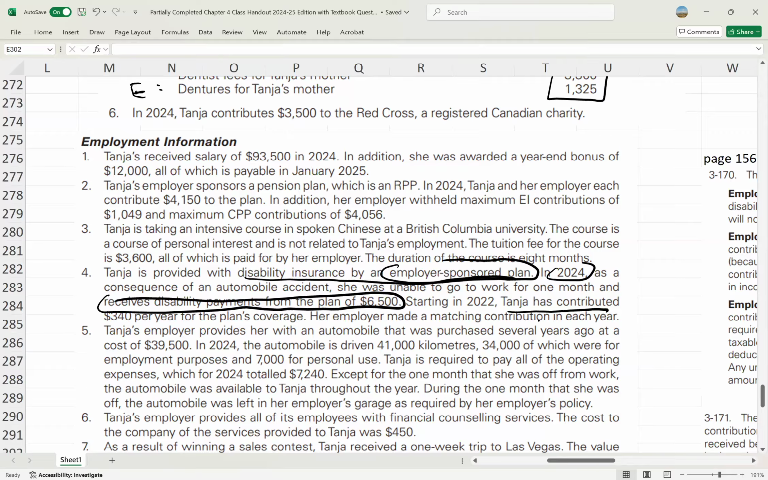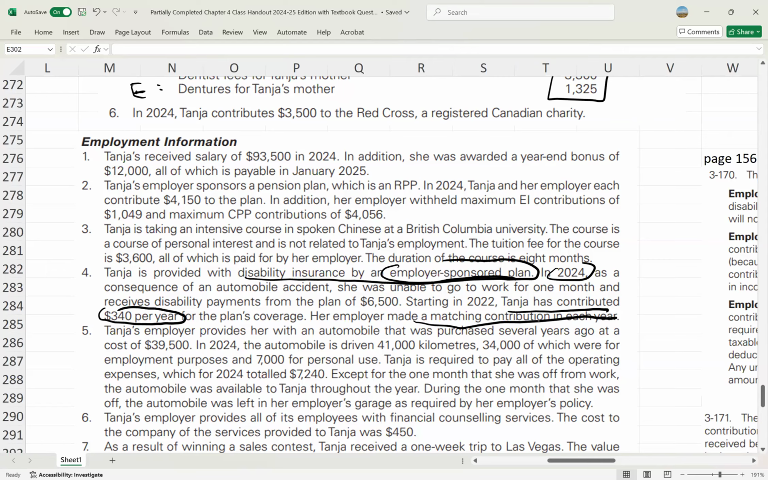And if you sign on to certain benefits, then you may have to pay part of those premiums as well. So in this example, Tanya also had to pay $340 a year for this disability insurance coverage. And once again, her employer paid the remainder, which was equal to $340 a year as well. So both Tanya paid $340 and her employer paid $340 each year starting in 2022 for this disability insurance.